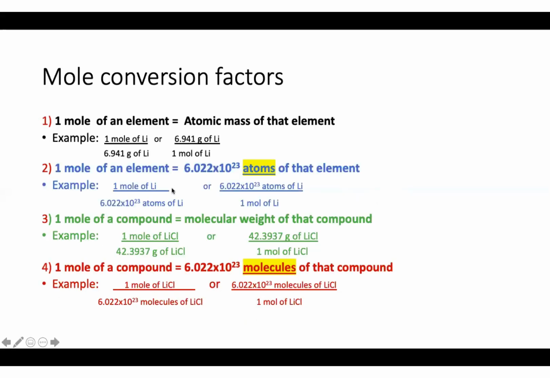So if in the question you have elements, or they ask about atoms of an element, I use numbers 1 and 2. Numbers 3 and 4 are used when you have a compound in a question, for example here LiCl, and they also ask for molecules of that compound. This would be really helpful for you to pay attention to.